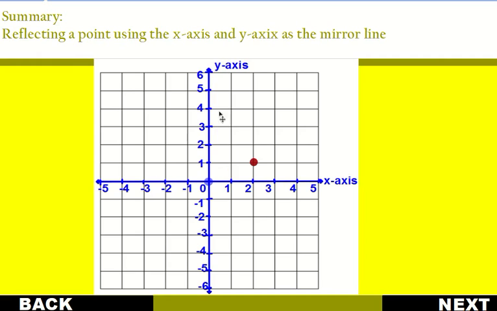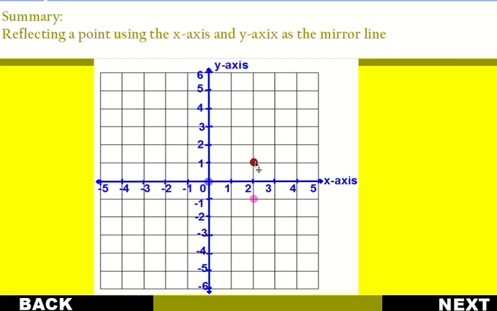Now, to summarize everything, let's reflect this point on the x-axis and on the y-axis. To reflect this on the x-axis, this is the x-axis. How many units away is the point from the mirror line? Only one. Therefore, you count 1 unit beneath it. So, if this point is reflected on the x-axis, its image can be found here, right?